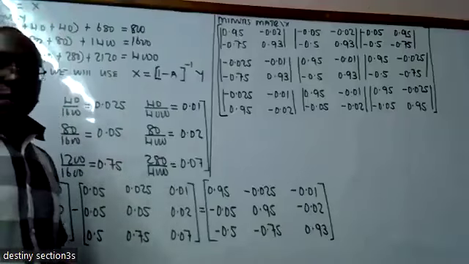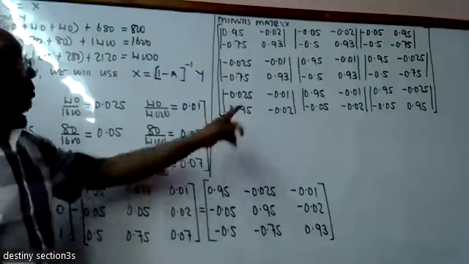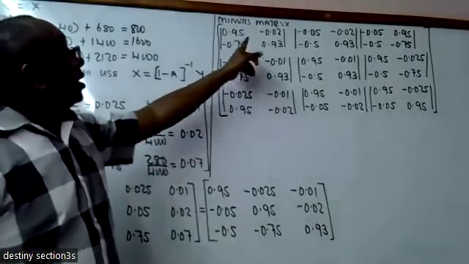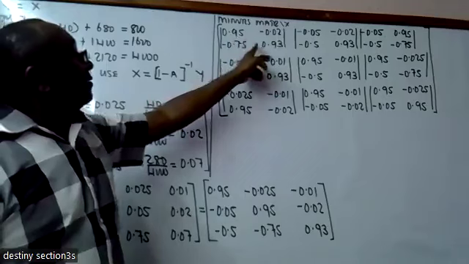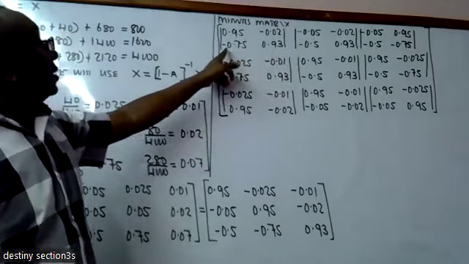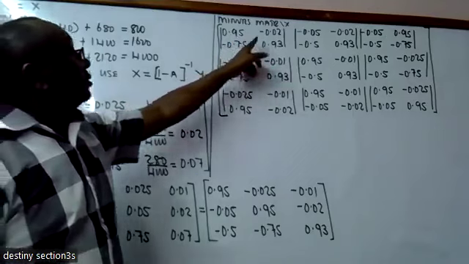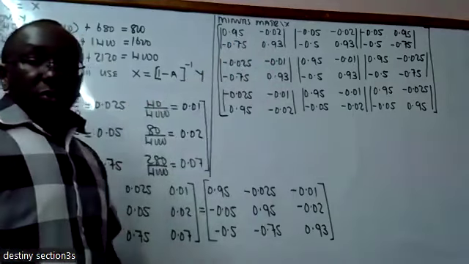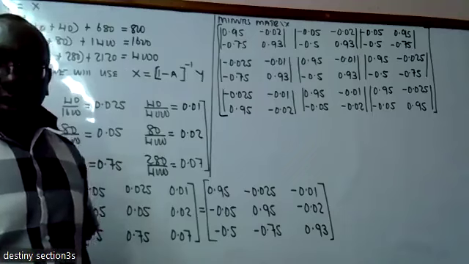Now let's get the determinants. You remember we normally take 0.95 times 0.93 minus 0.75 times minus 0.02. So do that and give me the answer.